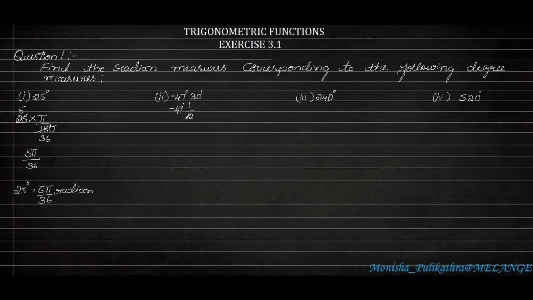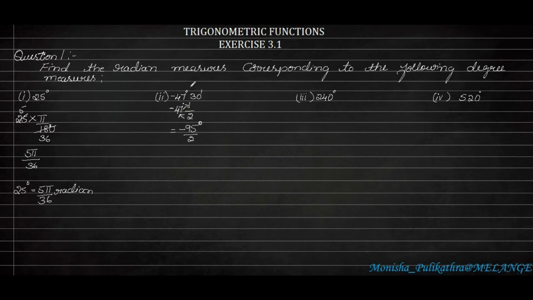This is a mixed fraction. We need to change it into an improper fraction. So 2 into 47 is 94. 94 plus 1 is 95. So minus 47 and a half will convert into minus 95 by 2 degree.